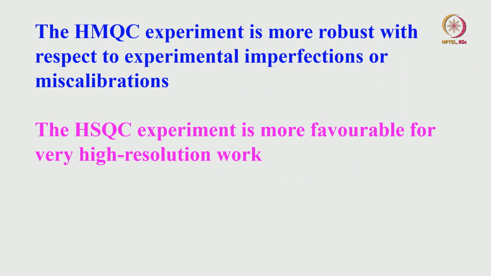So HMQC experiment, few subtle points to understand. Subtle point is HMQC experiment is more robust as far as experimental imperfections and miscalibration is concerned. For example, slight deviation from 90-degree pulses, etc. There is an imperfection in the pulse experiment. HMQC is okay, tolerable. HSQC is more favorable when we want high resolution work.